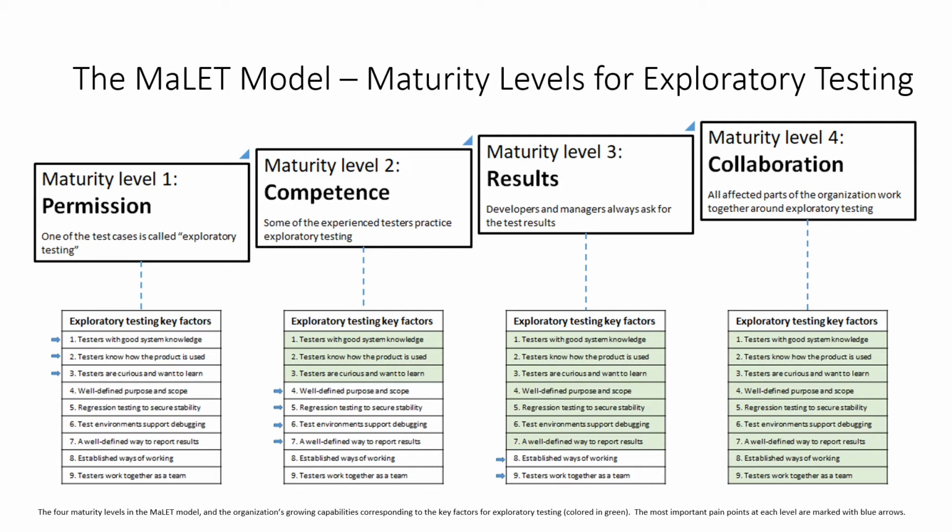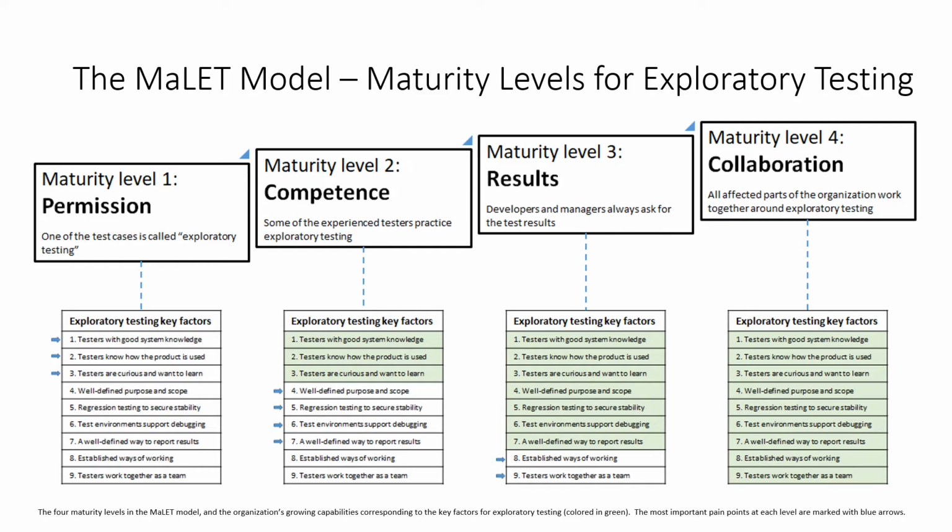The second level is competence, where some of the testers, typically the more experienced ones, practice exploratory testing with some regularity. And what we can see here is that each level is associated with a distinct set of the success factors we identified in previous work. So for instance, at this level, you typically see testers with good system knowledge, testers who know how the product is actually used by the end user, and testers who are curious and want to learn, something that should not be taken for granted, unfortunately.